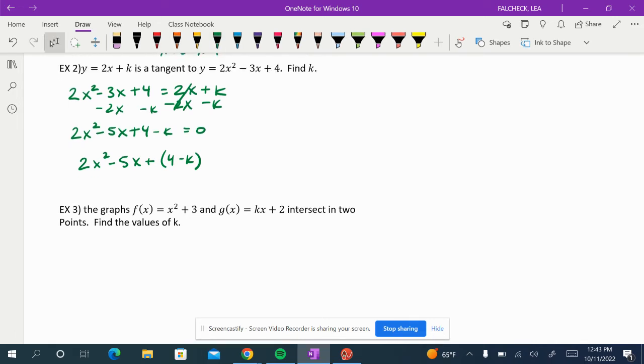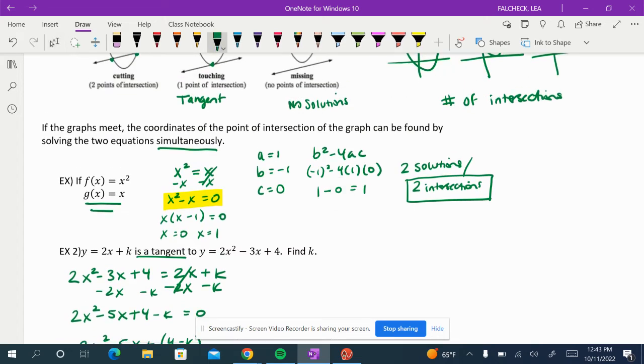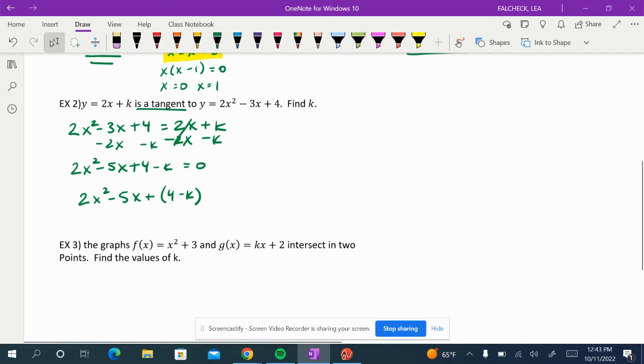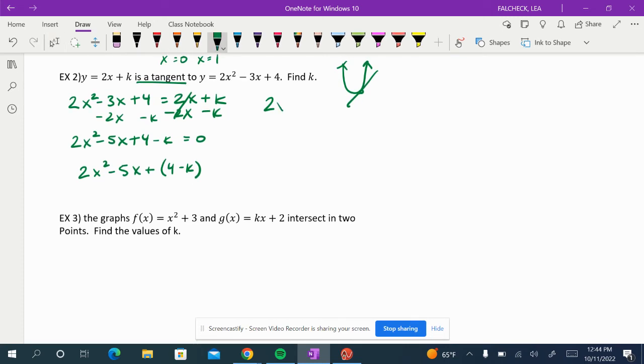Now I know that this is a tangent too. And remember up top, we said that tangent is a fancy way of saying that it just touches once. What do you know about the nature of solutions to a parabola that just touches the x-axis once? Its discriminant is going to be 0. So the discriminant is going to be 0 in this instance because this line and this parabola only cross one time.